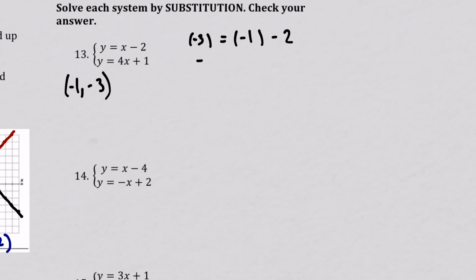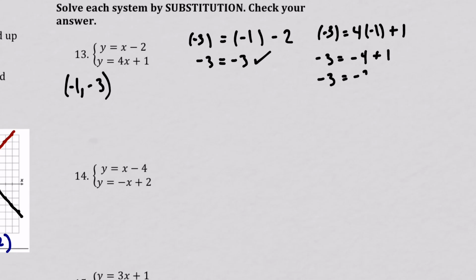And I'm just going to check that I actually get an equation that is true. Negative 1 minus 2 is negative 3. Good. Check the other one. y equals 4x plus 1. Plug in negative 3 for y and negative 1 for x. That leaves you with negative 3 equals negative 4 plus 1, because 4 times negative 1 is negative 4, which leaves you with negative 3 equals negative 3, and check. Again, that is true. Therefore, this solution is correct.